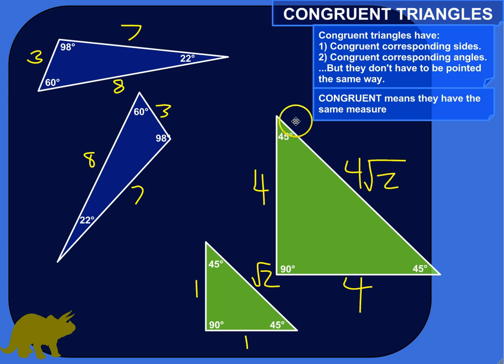Same thing here. So we would say that these two triangles are actually similar triangles. They have congruent corresponding angles, and the sides are proportional. This whole thing is this triangle multiplied by 4. But they're not congruent triangles. They have to be the same shape and the same size to be congruent.